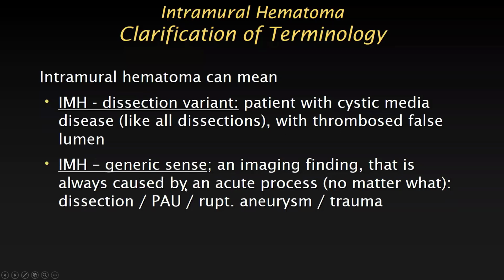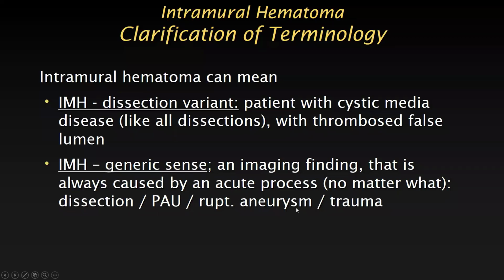This is just a focal blood that accumulates in the aortic wall whenever you have a disruption of the luminal surface of the aorta. Okay, but it does not mean that if you have a PAU, it can evolve into an aortic dissection, right? This is not what it means, right? So an IMH can mean a dissection variant, or it's a very generic term for just meaning blood in the aortic wall.